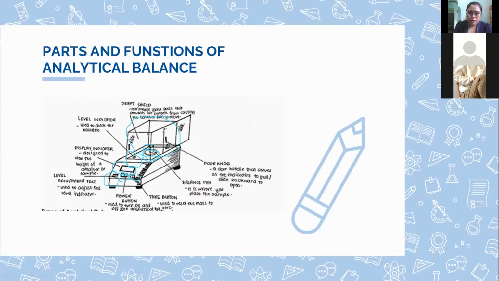Next, last is the doorknob. The doorknob is used to open, or a door handle that serves as the indication to pull or slide backward to open.